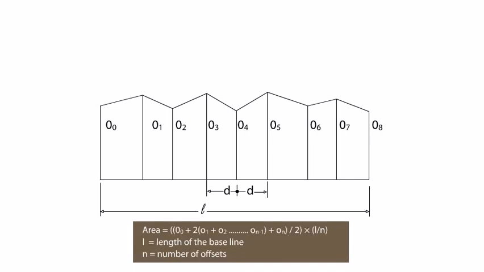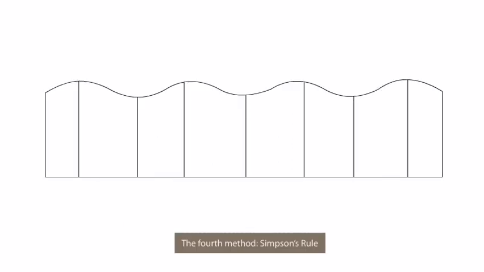For example, in this diagram, the area can be calculated as the product of half of the sum of the lengths of the offsets O0 and O8 added to twice the sum of the intermediate offsets O1 to O7 and the value of L divided by N, where L is the length of the baseline and N is the number of offsets. Simpson's rule is applied in areas where the boundary lines are like curves and arcs.